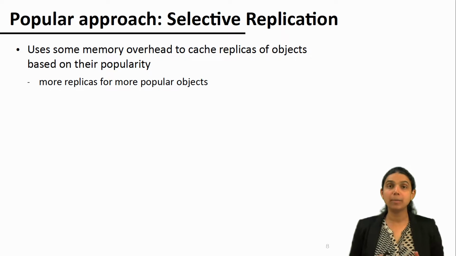A popular approach employed to address this issue is what is called selective replication. Here, certain amount of memory overhead is used to cache multiple replicas of the objects based on their popularity. More popular objects get more number of replicas cached.